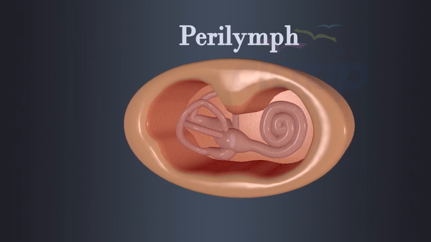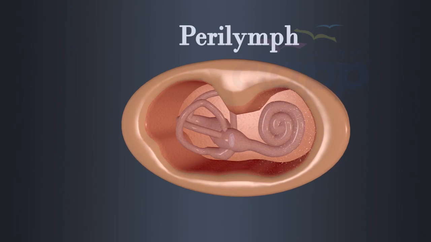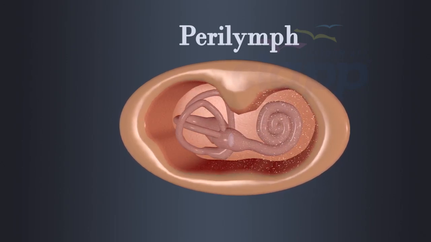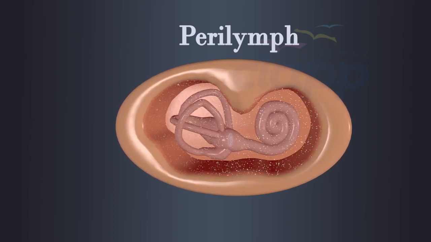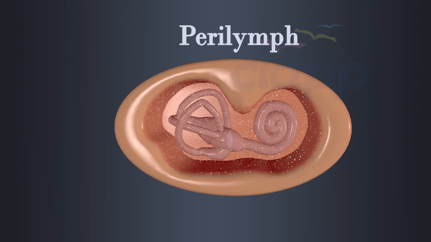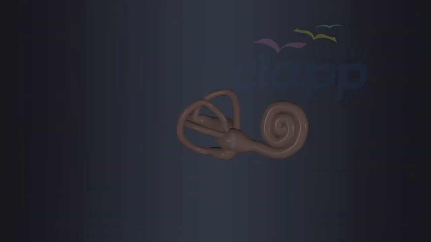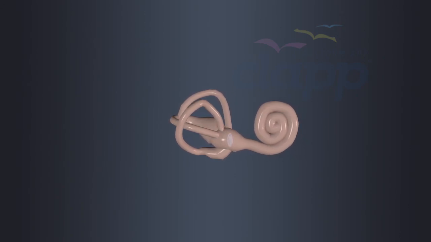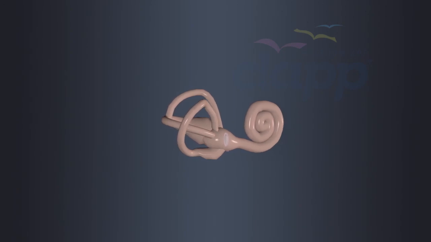Perilymph plays a crucial role in protecting the inner ear. It also helps in transmitting sound vibrations from the middle ear to the inner ear and maintains the proper functioning of sensory structures within the inner ear. The inner ear is a complex and delicate structure responsible for both hearing and body balance.